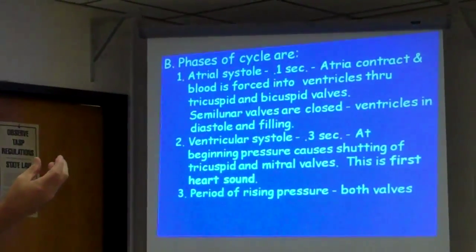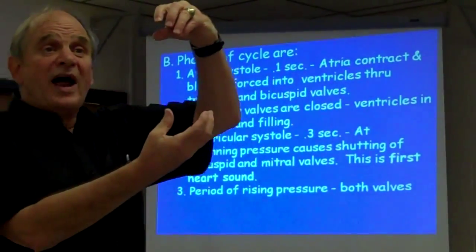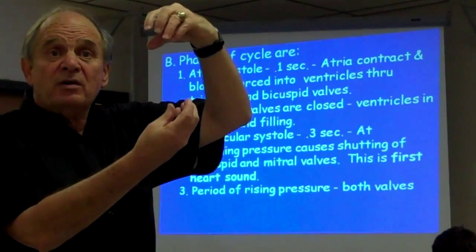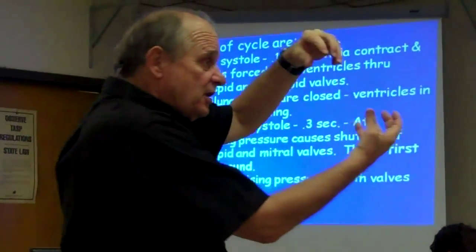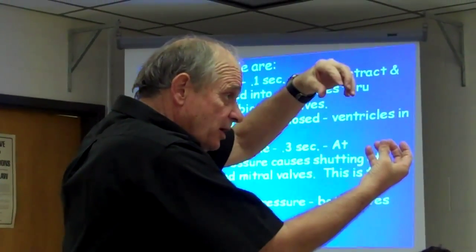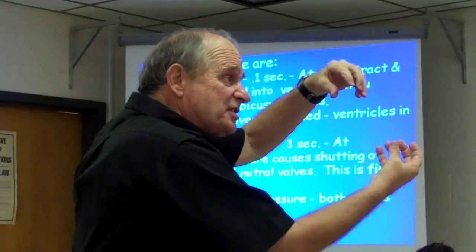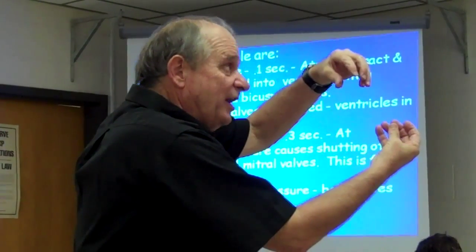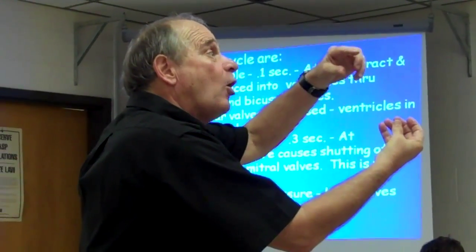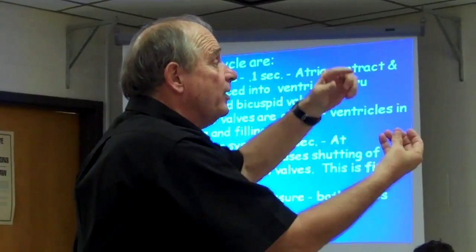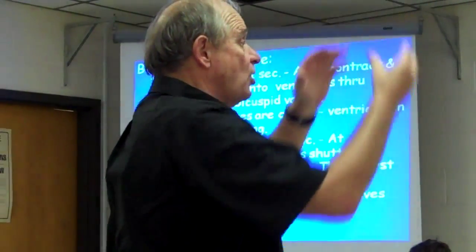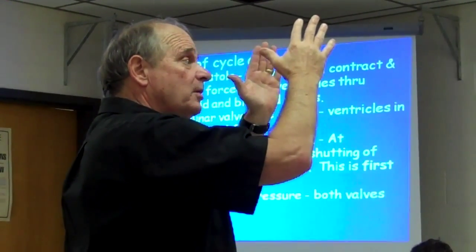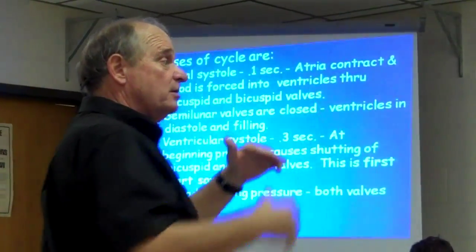Now right here, the period of rising pressure. Rising pressure where? In the ventricles. First the AV valve snaps shut. When the pressure rises in the ventricles and exceeds the pressure in the arteries, the pulmonary artery and aorta, blood rushes into those arteries. Those semilunar valves open, and you don't hear them. You hear them when they snap shut.